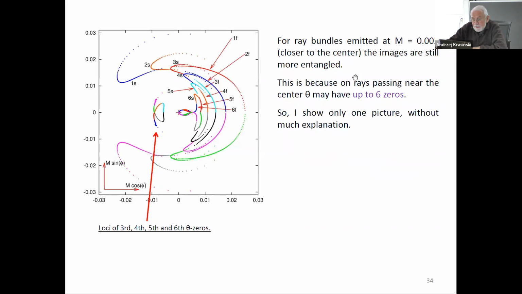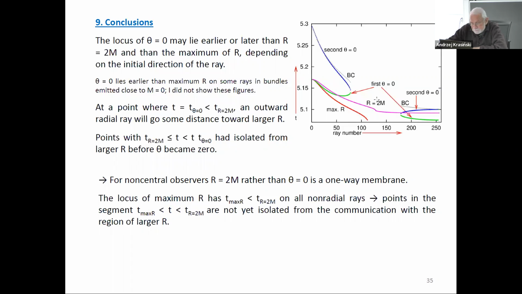For rays emitted closer to the center, the picture is still more complicated, because on some rays passing near the center of symmetry, theta may have up to 6 zeros. I will not show those pictures. They are in the paper, but they are too complicated to show here. And now I'm coming to conclusions.